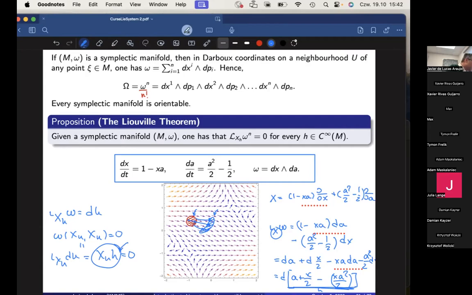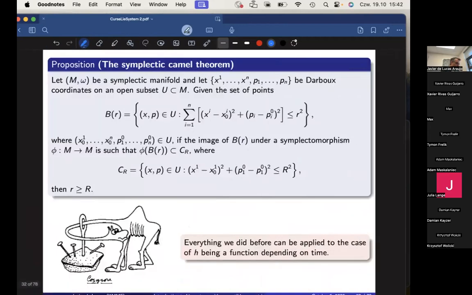And it's quite easy to obtain it. So this is another known result in symplectic geometry, called the symplectic camel theorem. It tells you that if you take the coordinates for a symplectic manifold, you can define a ball. You pick up the coordinates around a certain point given by coordinates x0, p0, and this is just a ball in these coordinates.